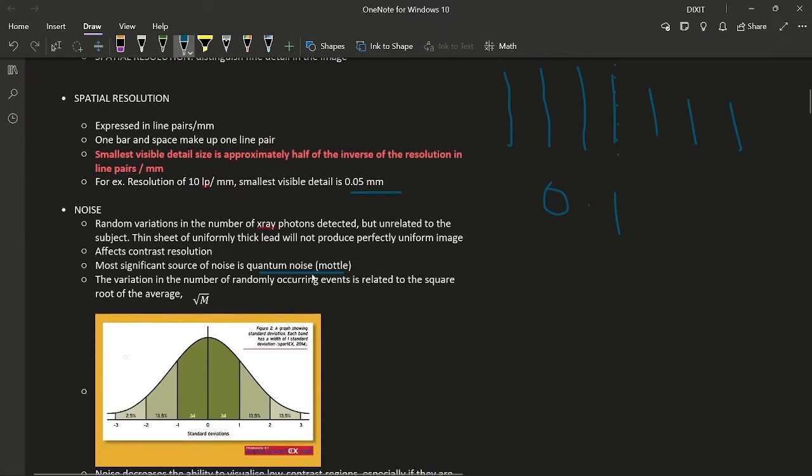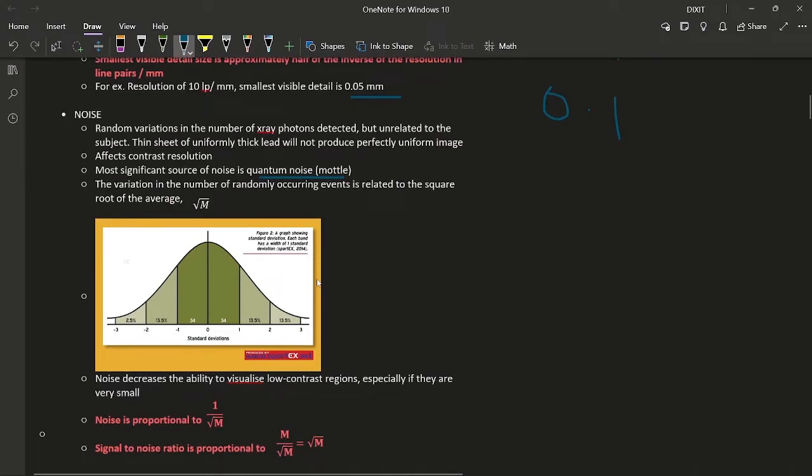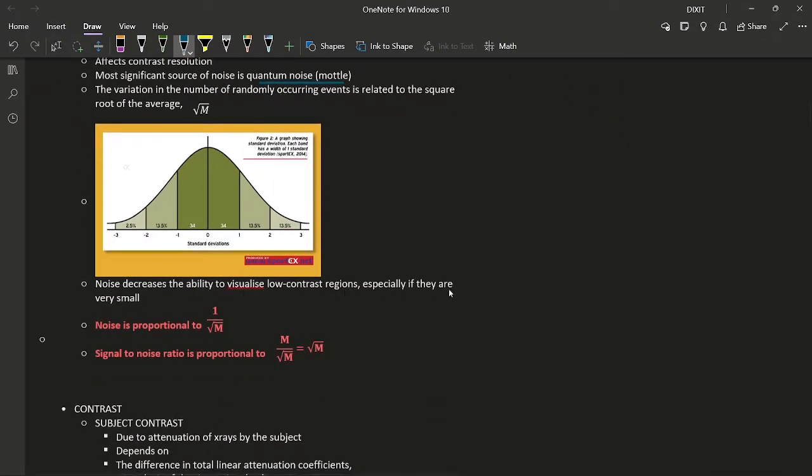Now just some statistics. The variation in the number of randomly occurring events is related to the square root of the average, root m. Noise decreases the ability to visualize low contrast regions, especially if they are very small. Noise is proportional to 1 by root m, which means that the more x-ray photons you have, the less the noise. Signal to noise ratio is proportional to m by root m, as signal is m and noise is root m. Calculating that, signal to noise ratio is proportional to root m, which means the more photons you have, the higher the signal to noise ratio, and the more x-rays that are detected, the less noise you will have.